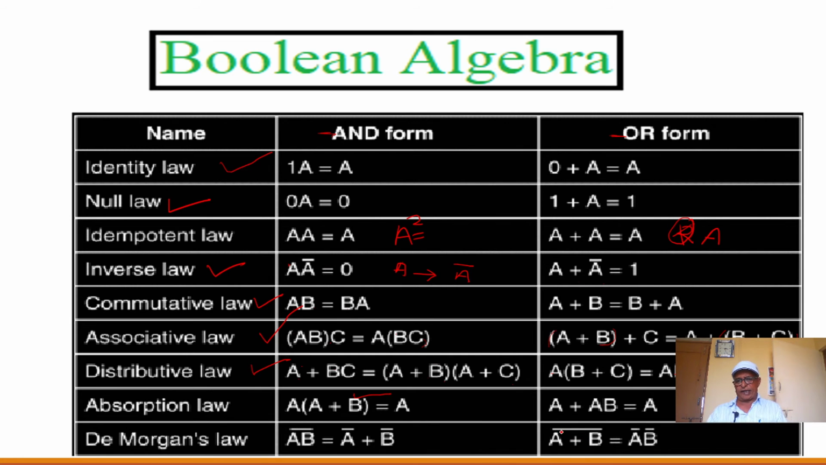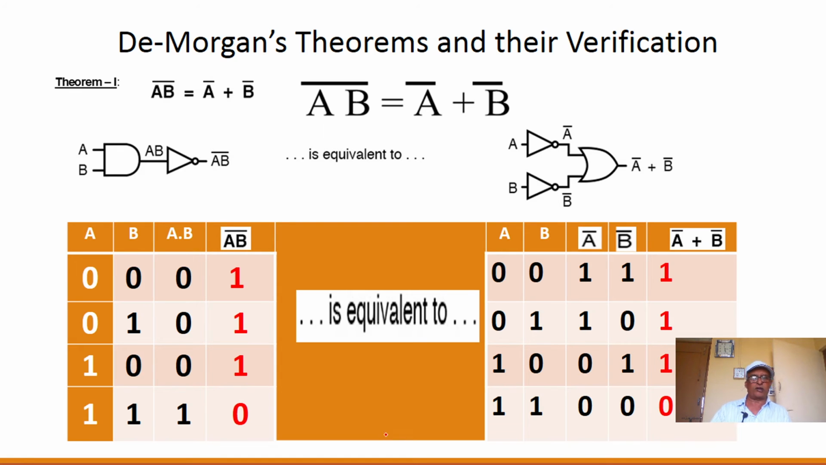Now De Morgan's law for the OR gate: we take the left hand side as A or B and its complement, which is equal to A complement into B complement. We can state this law in words: the complement of sum is equal to the product of complements, or (A plus B) bar is equal to A bar into B bar. So this is De Morgan's theorem.